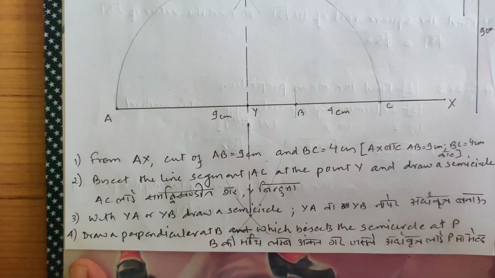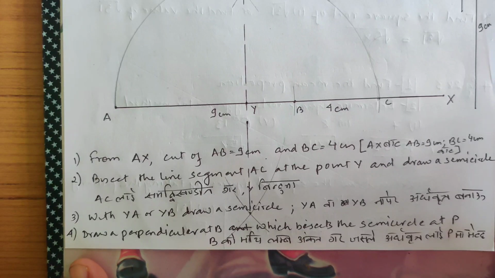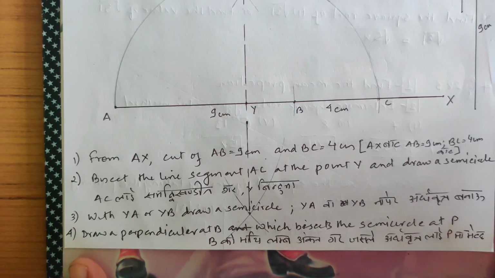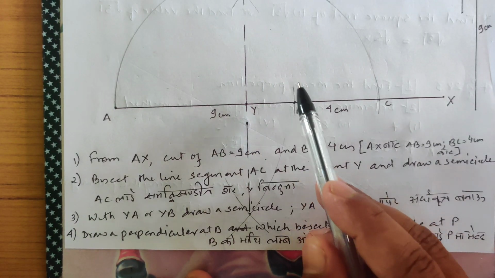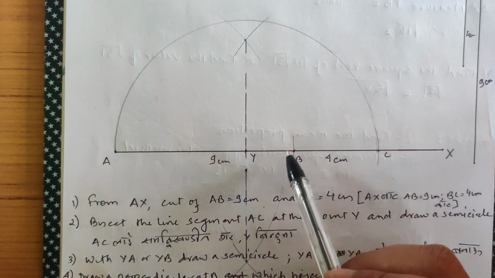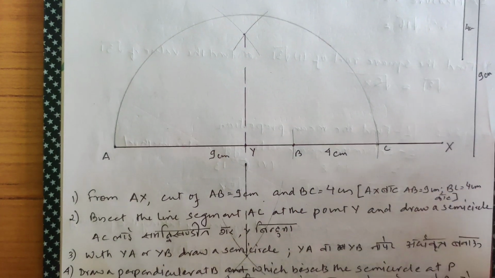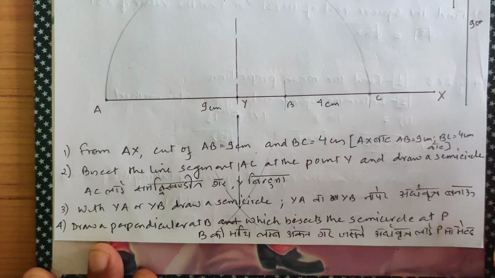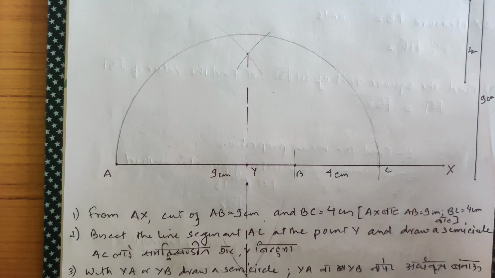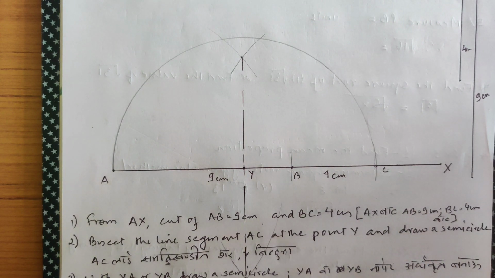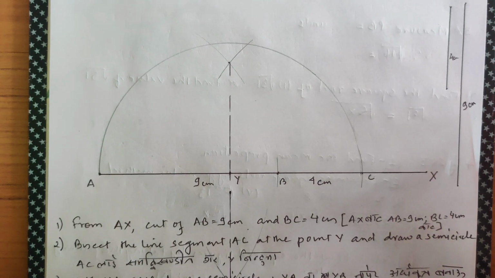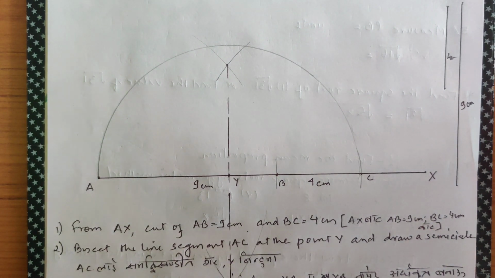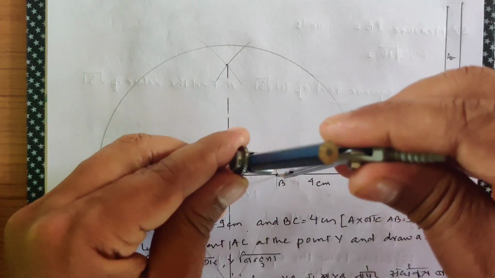And now let's go to step number 4. It says draw a perpendicular at B which bisects the semicircle at P. So I need to draw a perpendicular at B. Perpendicular means 90 degree. Once I draw 90 degree out here, it will go this way, and the step says which bisects the semicircle at P, the name given. So let's draw a perpendicular at B. By now I think you all are perfect in drawing 90 degree.